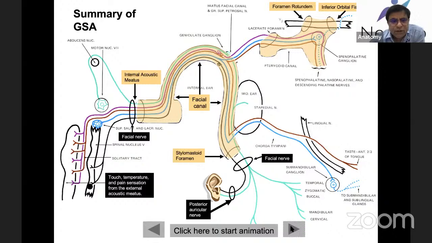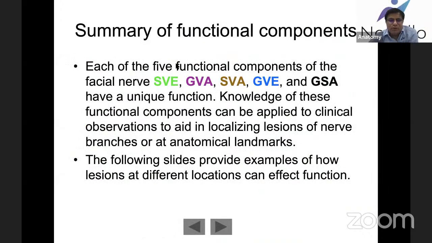Okay. The summary of functional components: each of the functional components of the facial nerve, special visceral afferent, general visceral efferent, general somatic afferent, has a unique function. I have demonstrated all these functions. Knowledge of these functional components can be applied to clinical observations to aid in localizing lesions of the nerve branches at the anatomical landmarks. The following slides are going to provide examples of how lesions at different locations can affect functions.